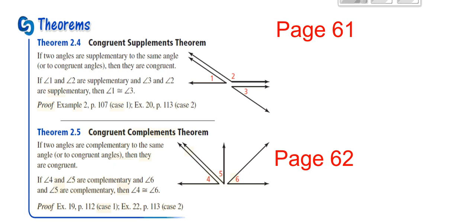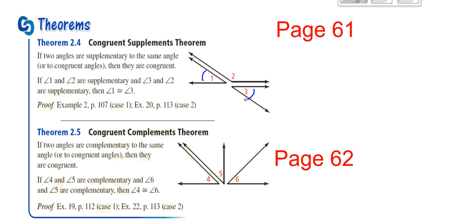Our next theorems that we're going to look at, we'll only look at the proof of one of them. The other one is very similar. We're just saying congruent supplements theorem. So here it's saying that angle 1 and angle 2 are supplementary, angle 3 and angle 2 are supplementary. Then we can conclude that angle 1 is congruent to angle 3.